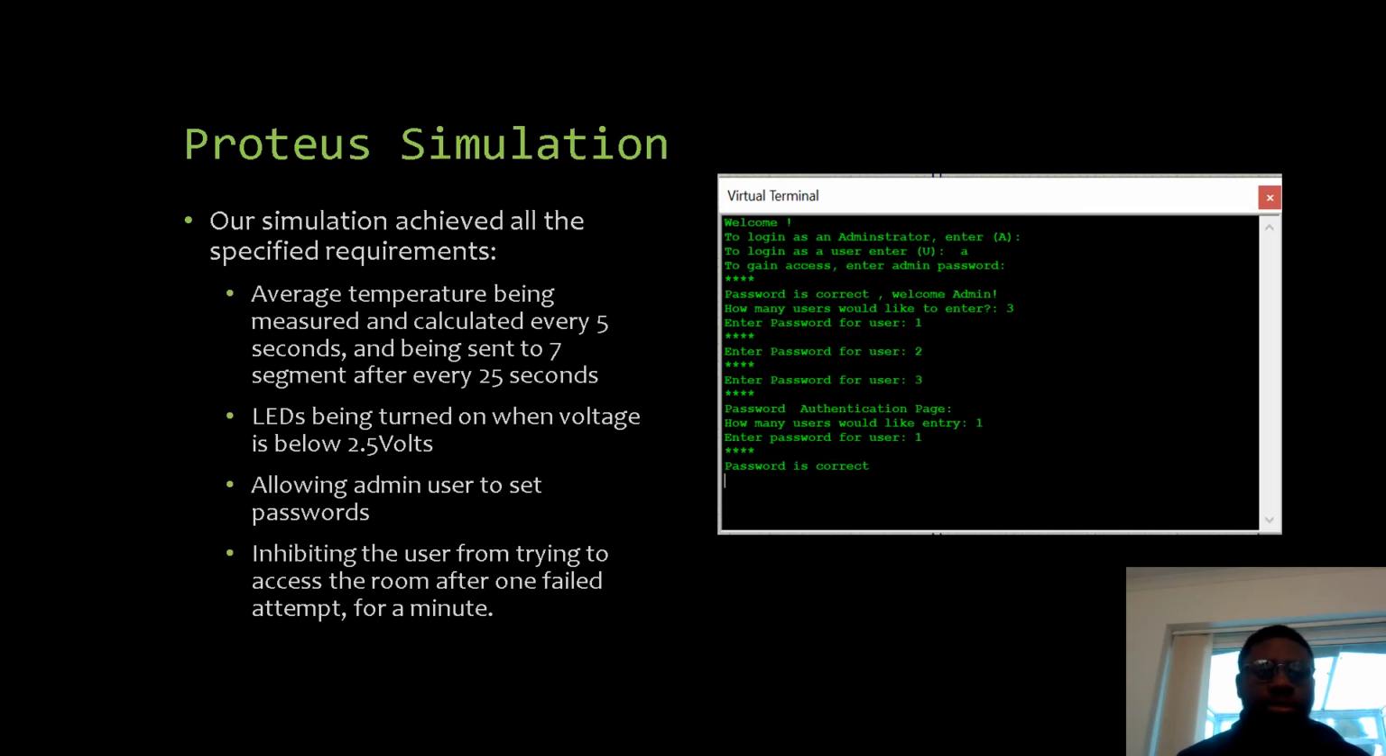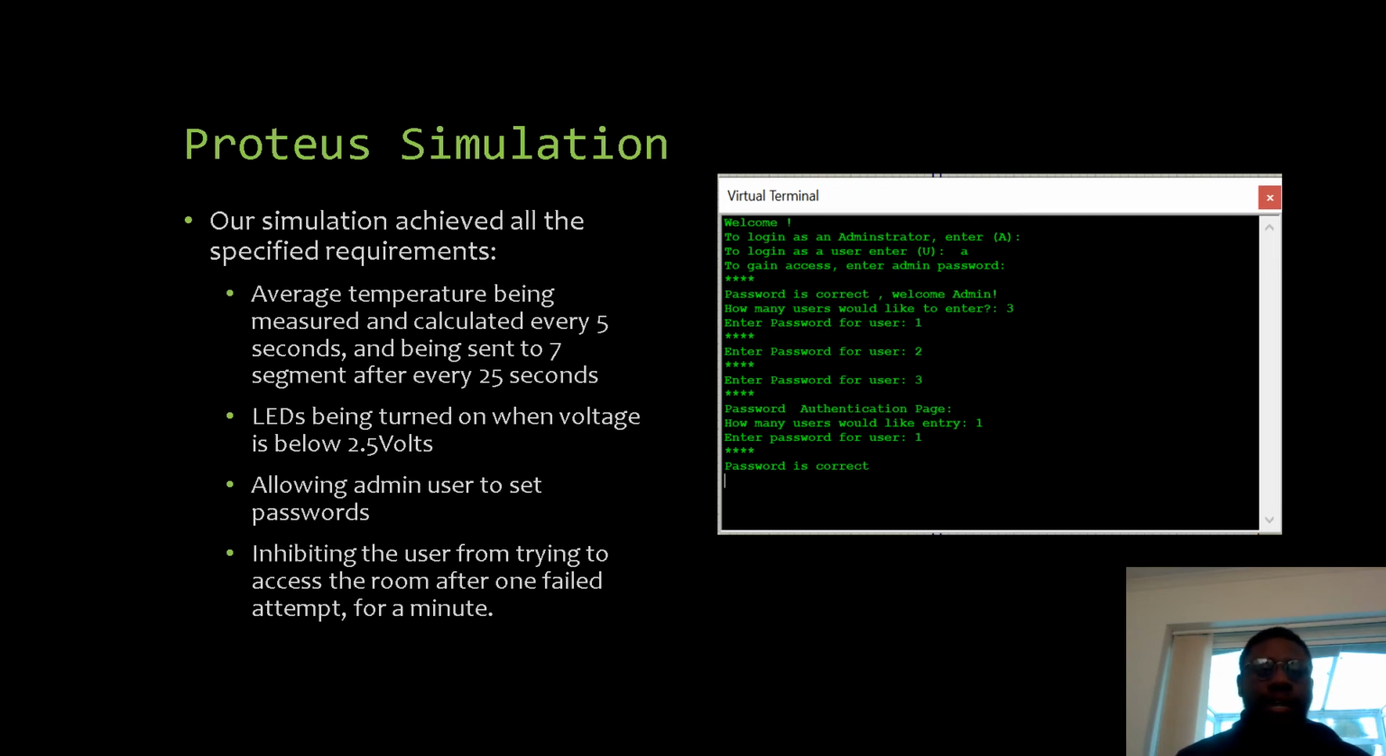This is the Proteus simulation. As you can see, a virtual terminal here. We did an average temperature which measured every 5 seconds. There was a reading of temperature, and after 25 seconds we would get the average of those saved temperatures. This can be seen in our code, and it's working perfectly.